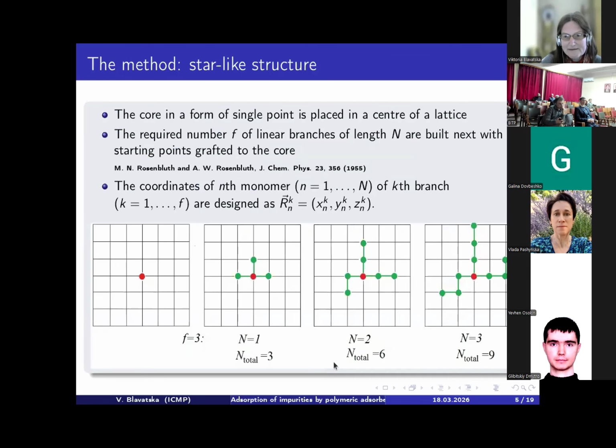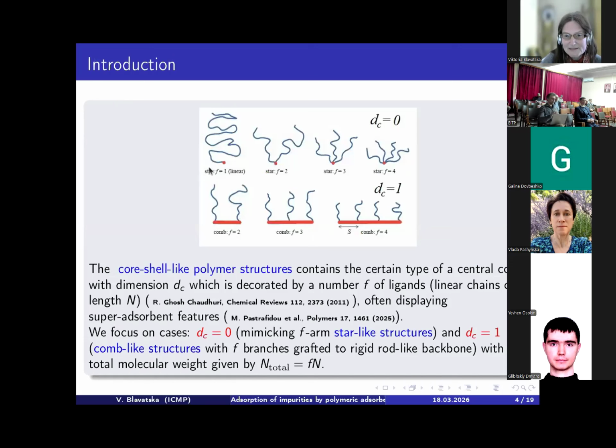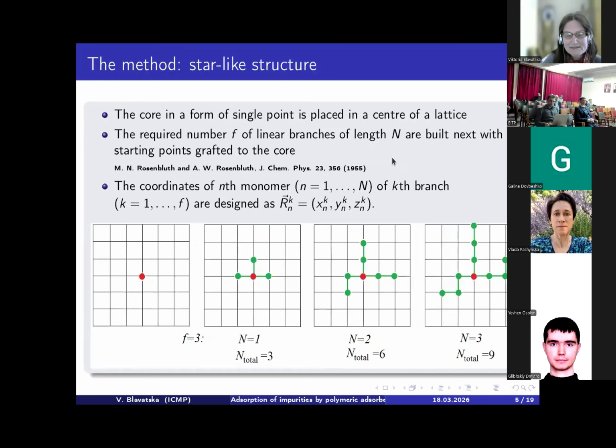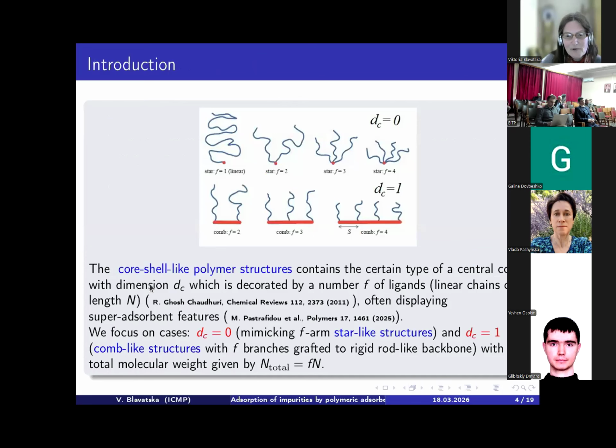We will use computer simulation, which is based on a very simple lattice model representation of polymer structure. Let us start with modeling star-like structures, which are presented here. For example, here we are considering a two-dimensional lattice, but in fact our results, which will be presented in what follows, will be for the more realistic three-dimensional case.